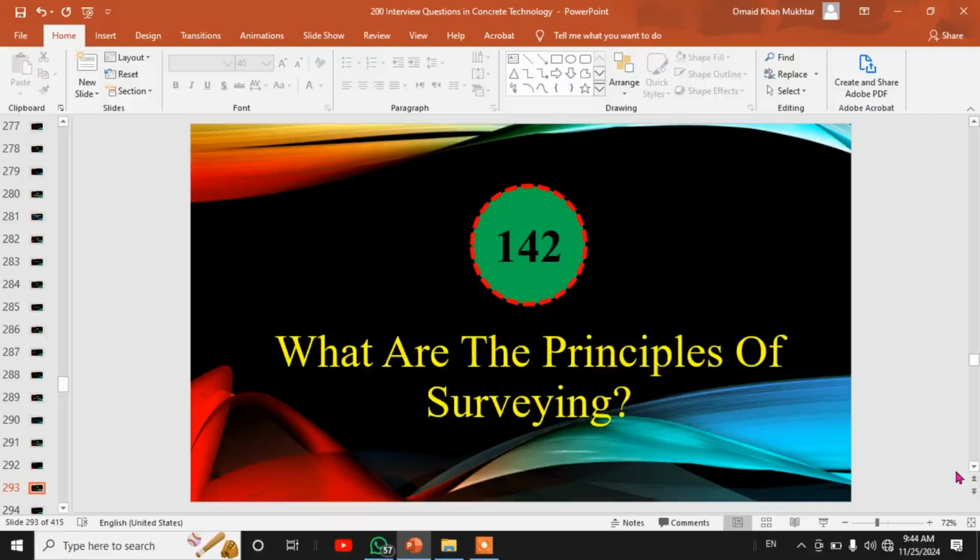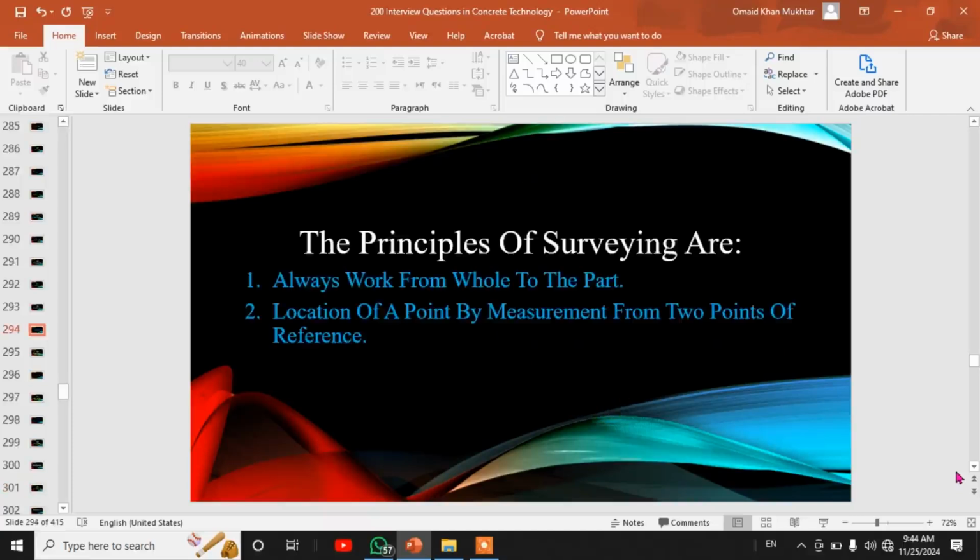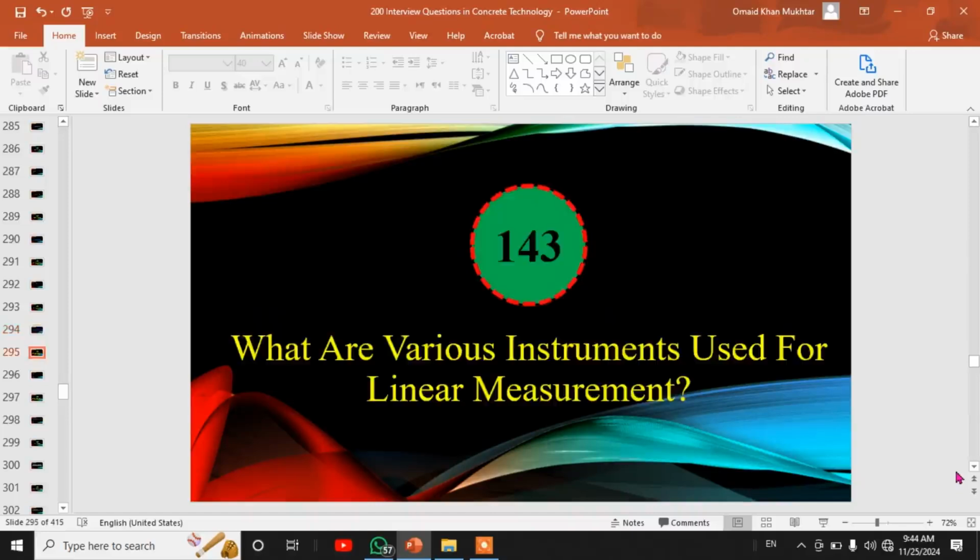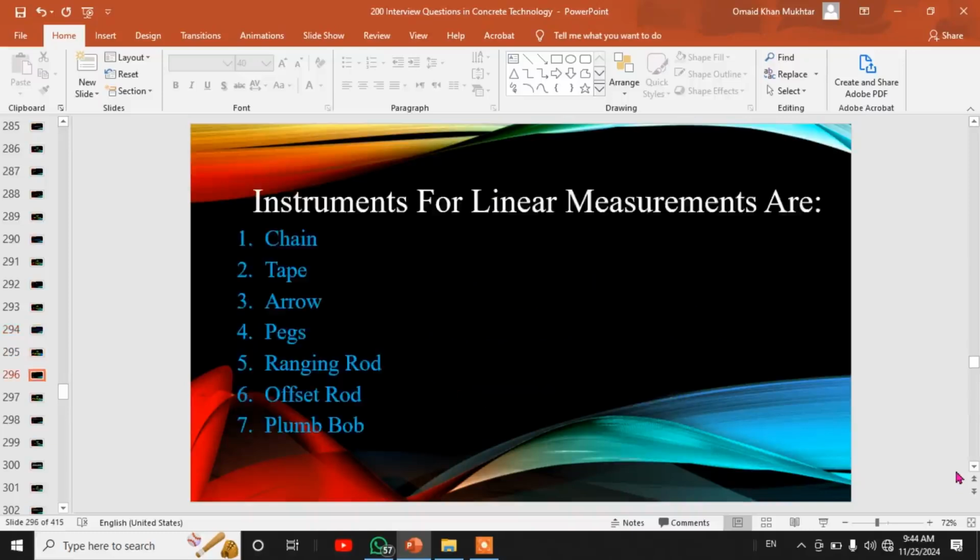142nd. What are the principles of surveying? The principles of surveying are: first, always work from whole to the part. Second, location of a point by measurement from 2 points of reference. 143rd. What are various instruments used for linear measurement? Instruments for linear measurement are chain, tape, arrow, picks, ranging rod, offset rod, plumb bob.